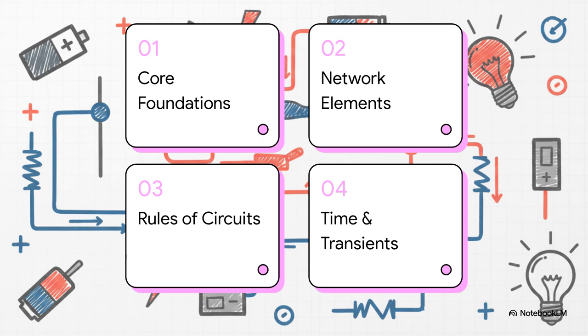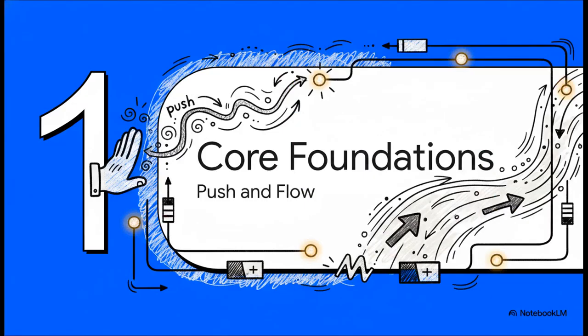To get there, here's our roadmap for this explainer. First, we'll cover electrical core foundations. Next, we'll meet the network elements. Then we'll go over the rules of circuits. And finally, time and transients. All right, part 1, electrical core foundations, push and flow.